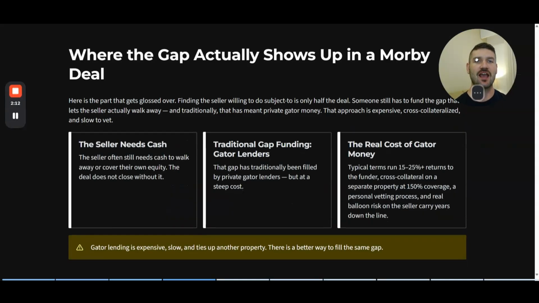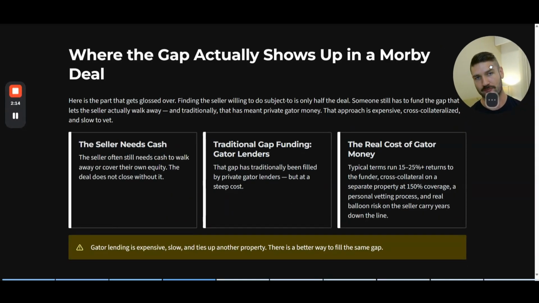So, where the gap actually shows up in the Morby Method. Here is the part that gets glossed over. Finding the seller willing to do subject to is only half the deal. Someone still has to fund the gap that lets the seller actually walk away. And traditionally, that has meant private gator money. That approach is expensive, cross-collateralized, and slow to vet. The seller needs cash. The deal does not close without it.